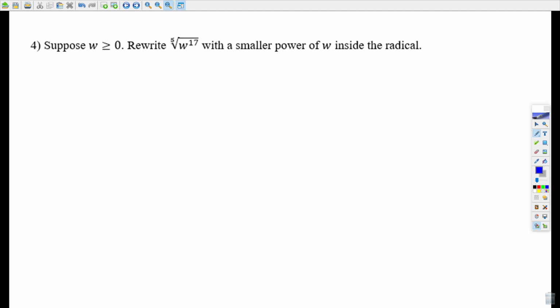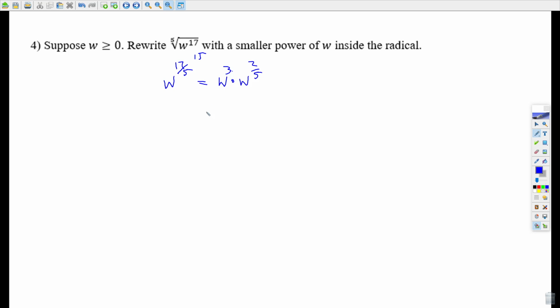Suppose w is greater than or equal to 0. We're going to rewrite this as a smaller power of w inside the radical. So we're going to rewrite this as w to the 17/5, right? So you're going to ask yourself, how many times does 5 go into 17, right? So that is 5, 10, 15. It goes in there 3 times. So we're going to have w to the 3rd. We're trying to figure out our new exponent, times whatever is left out of 5. So 5, 10, 15, we get up to 15, and that means there's 2 left, so we have 2/5.